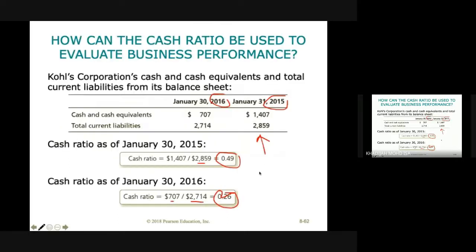Oh, what's this? Oh, finished already. We only have the cash ratio. Right, so we have covered that.